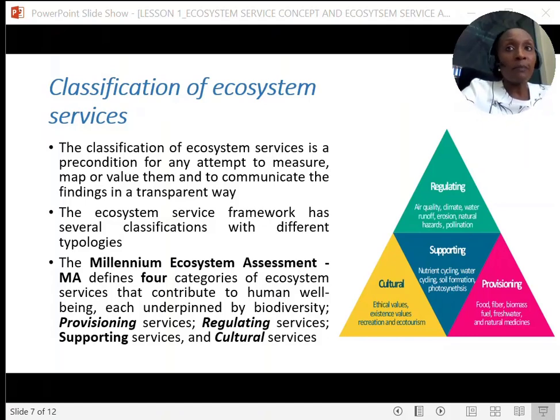So the categorization that has been used by the Millennium Ecosystem Assessment is one of the most popular, and its foundation lies in raising awareness in society about the different benefits that the human populace generally gains from natural ecosystems. So the Millennium Ecosystem Assessment classification system defines 4 main ecosystem services categories that you can see on the diagram on your right, that contribute to the well-being of humans. And these are the provisioning services, the regulating services, the supporting services, and the cultural services.